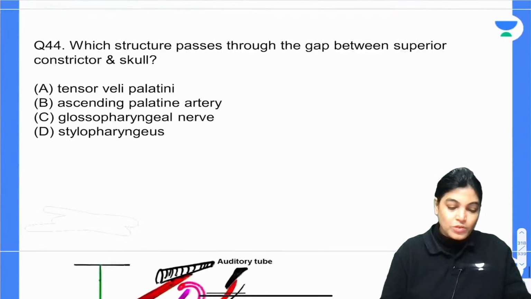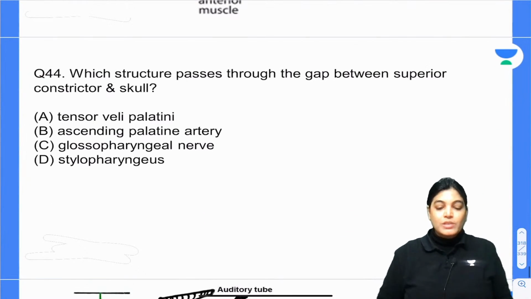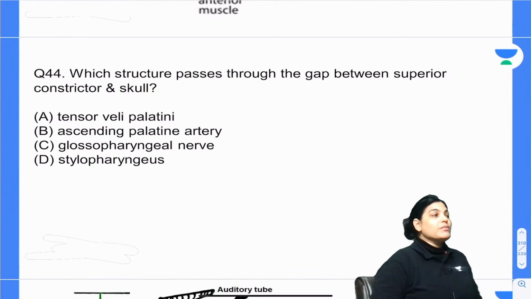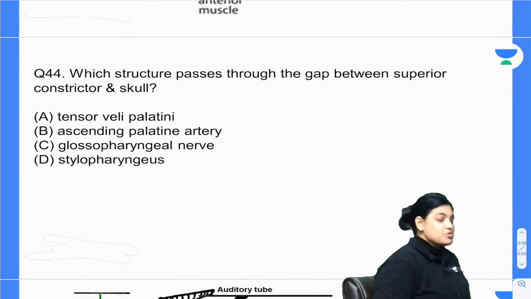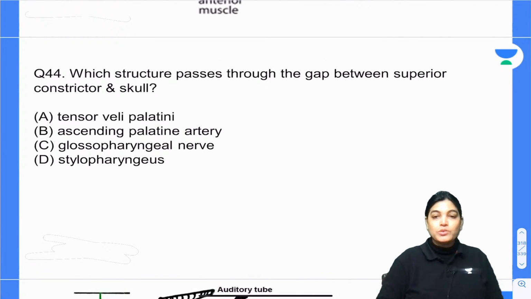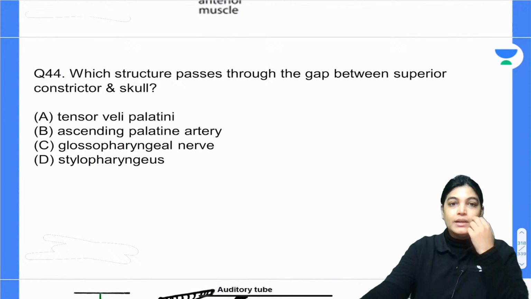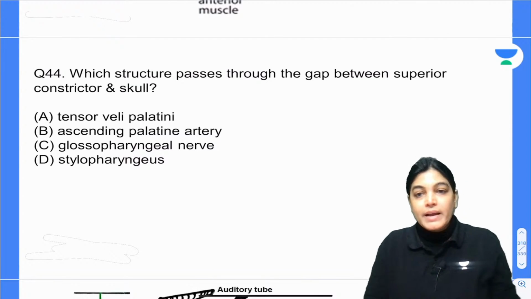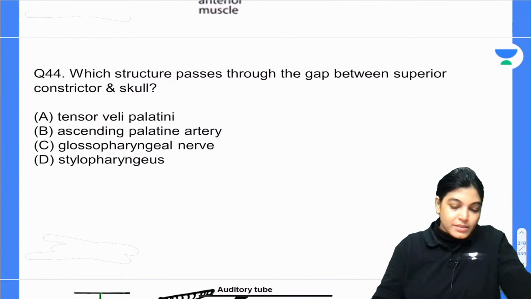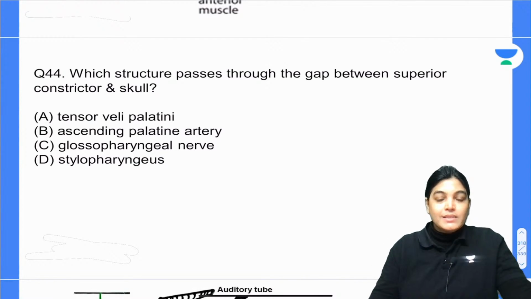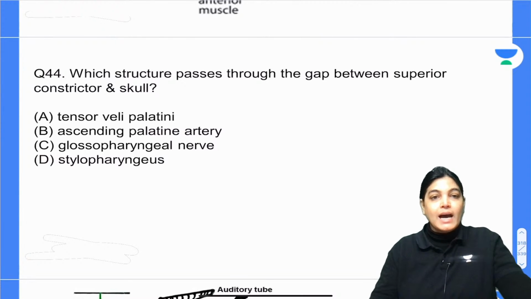Okay, let's move on to question number 44. The gaps between the constrictor muscles are also very important for you to know. You have to know the gaps and the structures traversing through them. Which structure passes through the gap between the superior constrictor and the skull? Options are tensor veli palatini, ascending palatine artery, glossopharyngeal nerve, and stylopharyngeus muscle.